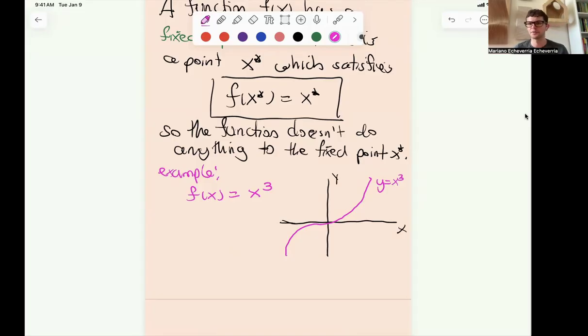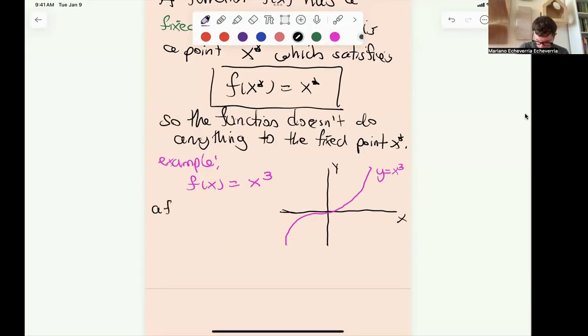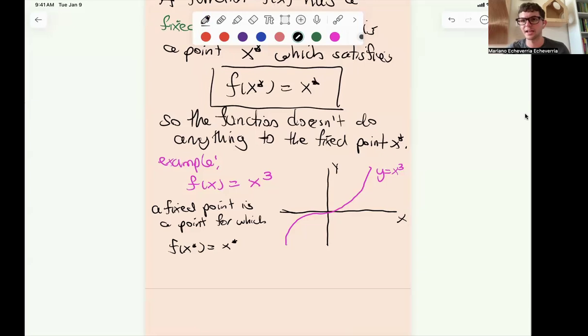So what would be a fixed point for this function, right? It basically is a point for which x cubed equals x, right? So can anyone think about a number that equals its cube? What could that be? Yes, there are three options actually: 0, 1, and -1.